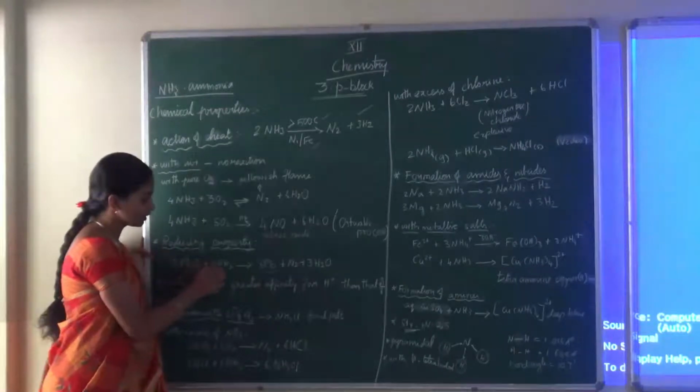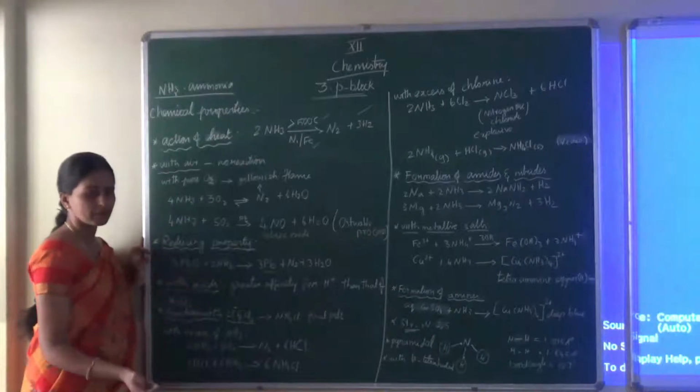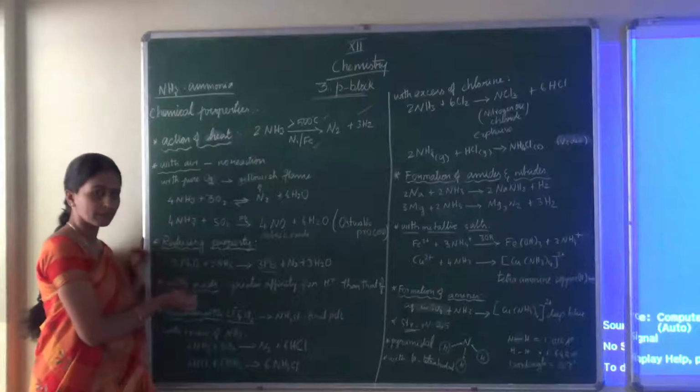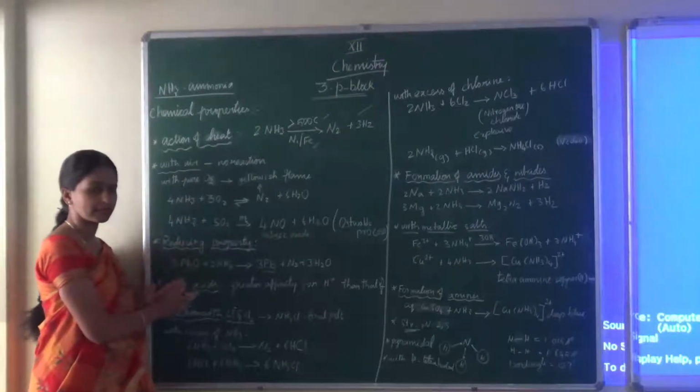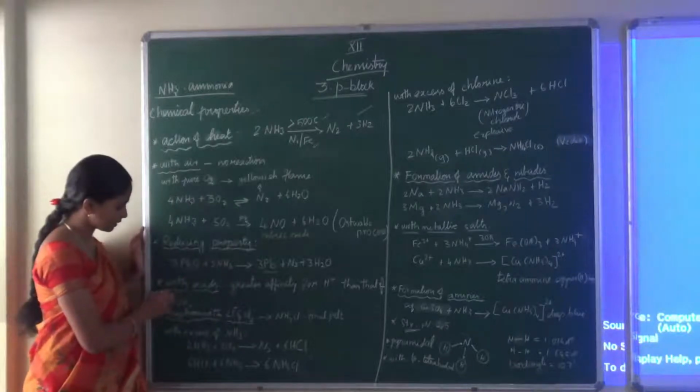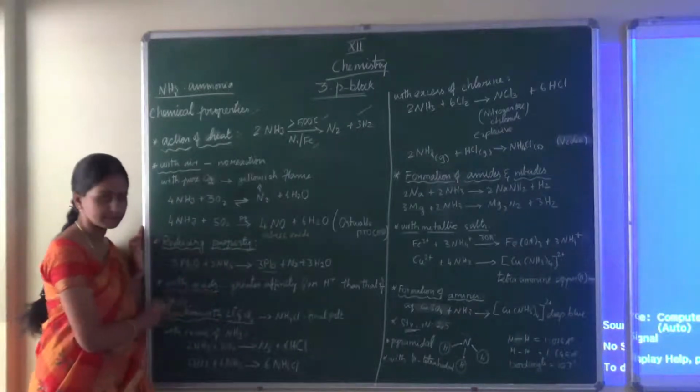So reduction. If they ask, give an example for the reduction property of ammonia, you can write it easily: ammonia can convert metal oxide into metal. That's all. The next one here, reaction with acids.